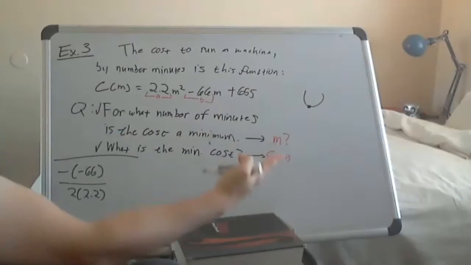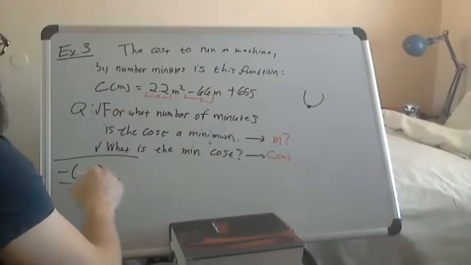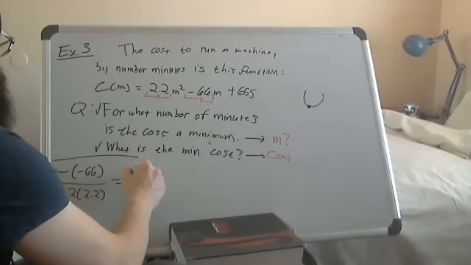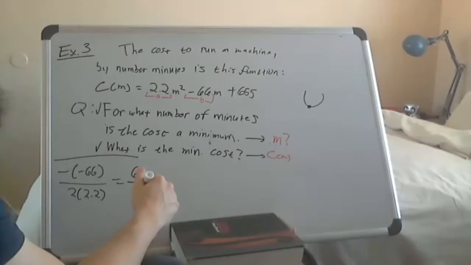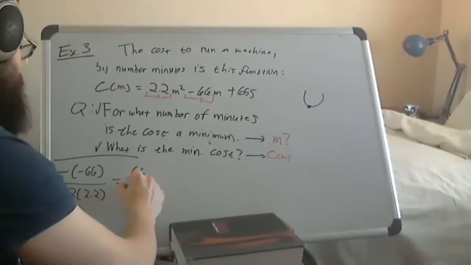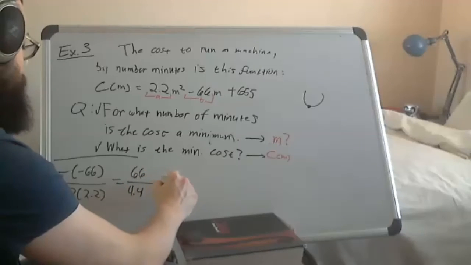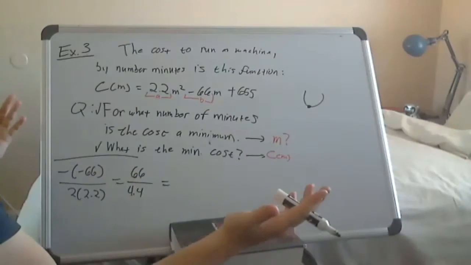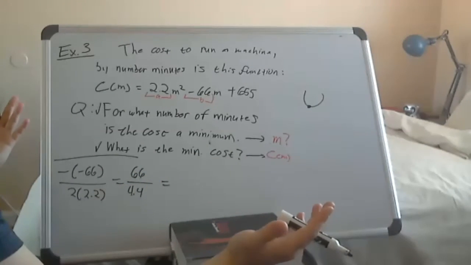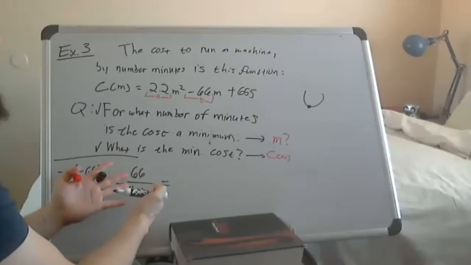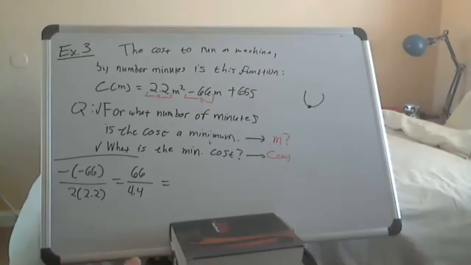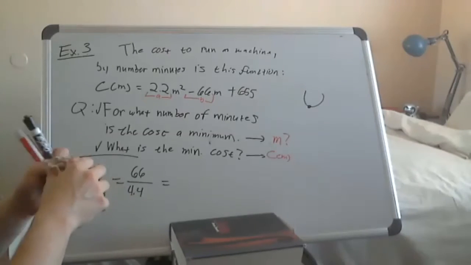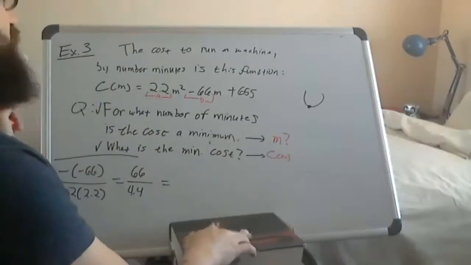Fortunately, we don't have to actually use the 655. So negative negative 66 is 66. 2 times 2.2 is, as you might imagine, 4.4. Of course, now we have to figure out this nonsense. Now, of course, you won't be given decimals, but maybe you will now because technically you have access to calculators through Alex.